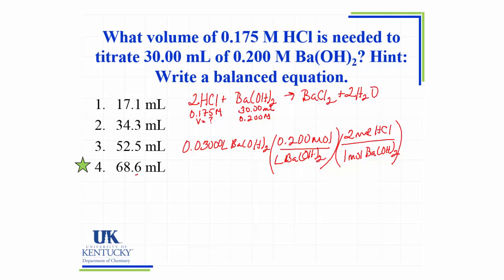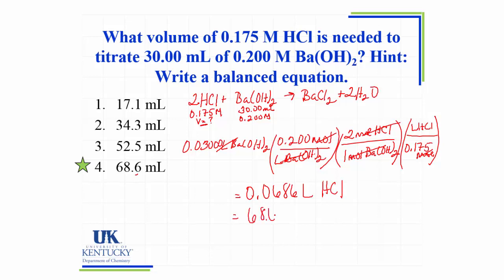Now I know my moles of HCl. Now I can use the molarity of HCl to figure out my unknown volume. And so I have 0.175 moles per liter of HCl. My units, liters, cancel, moles of Ba(OH)2 cancel, moles of HCl cancel, and my answer will be left in liters of HCl. So I get 0.0686 liters of my HCl solution, which is equal to 68.6 milliliters of HCl.